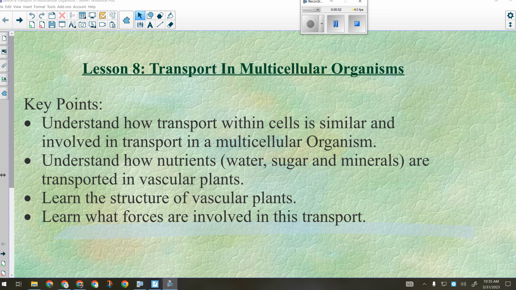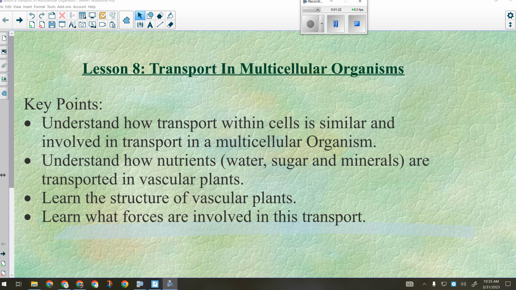Make sure we know those parts of the leaf, because they're going to be important. We'll go over them again a couple of times throughout the unit. Okay. So, key points. We need to understand how transport within cells is similar and involved in transport in a multicellular organism. So, the big three: diffusion, osmosis, active transport. Those are used by individual cells, yes, but they're also used on a larger scale for a multicellular organism.